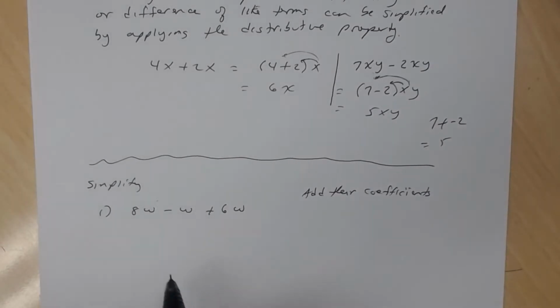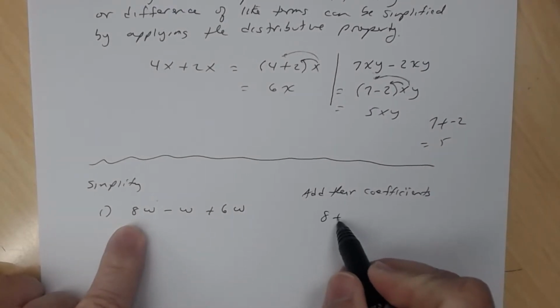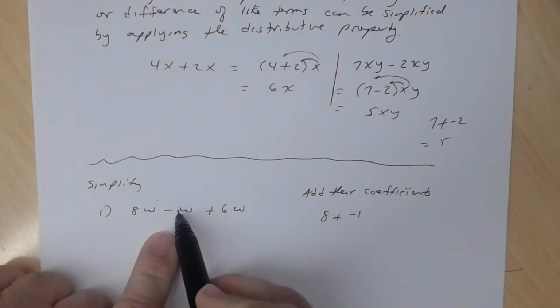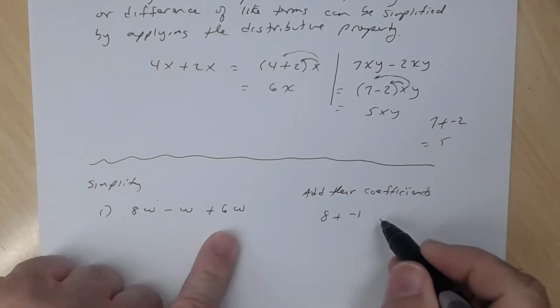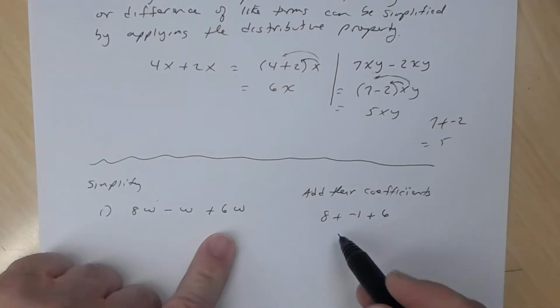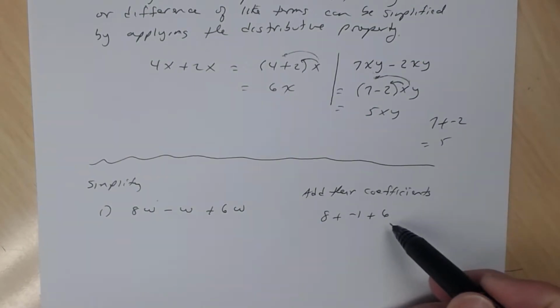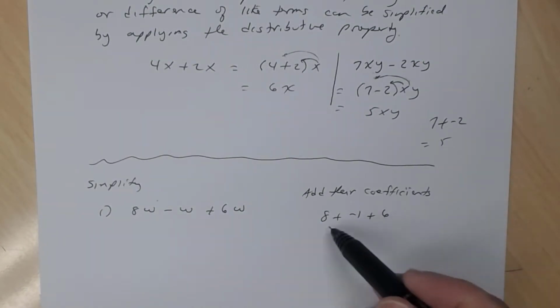And so the coefficient of this term here is 8, plus the coefficient of this term here is negative 1. Remember, there's no number there. It's understood to be 1, so this would be a negative 1. And this term here is 6. So using our calculator, you would say 8 plus a negative 1 plus 6, which gives you 13.